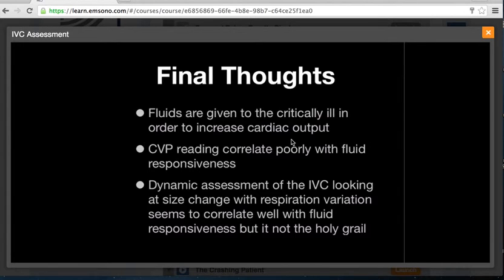Now, for a long time, central venous pressure was thought to be that holy grail, but it's not. CVP readings correlate poorly with fluid responsiveness. So when you do the inferior vena cava measurements with ultrasound, yes, inferior vena cava size does correlate with central venous pressures, but that is not going to help us. If we take a look at a dynamic assessment of the inferior vena cava, where we look at the size change with respiration and the presence of respiratory variation, this seems to correlate well with fluid responsiveness, but remember, it's not going to be the holy grail.